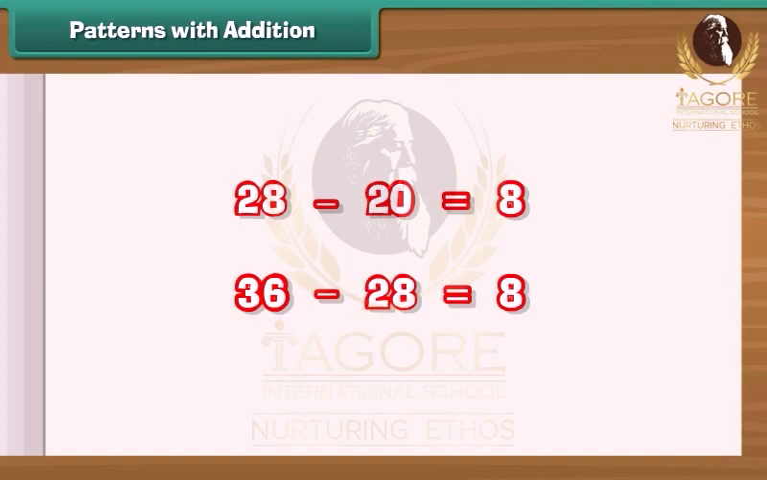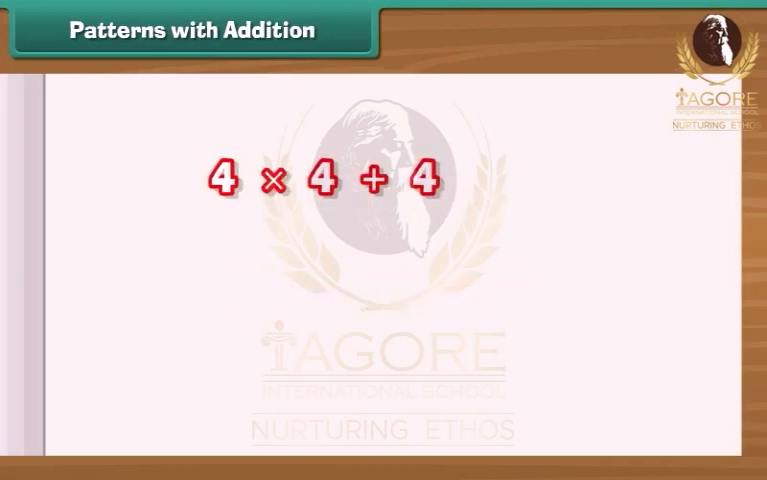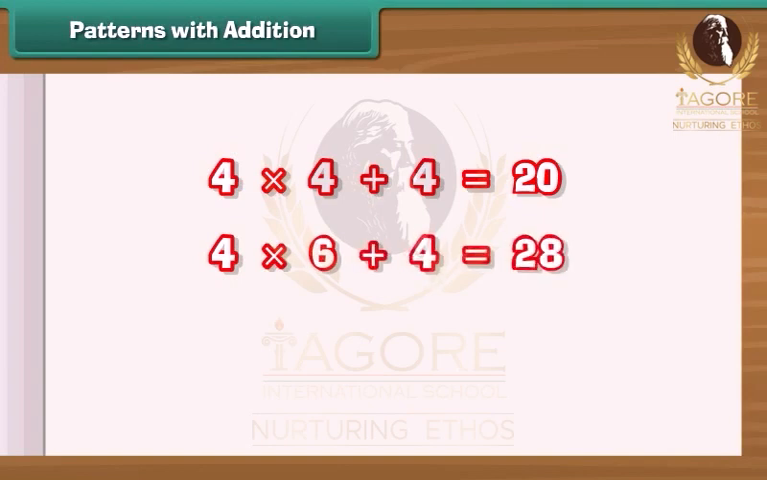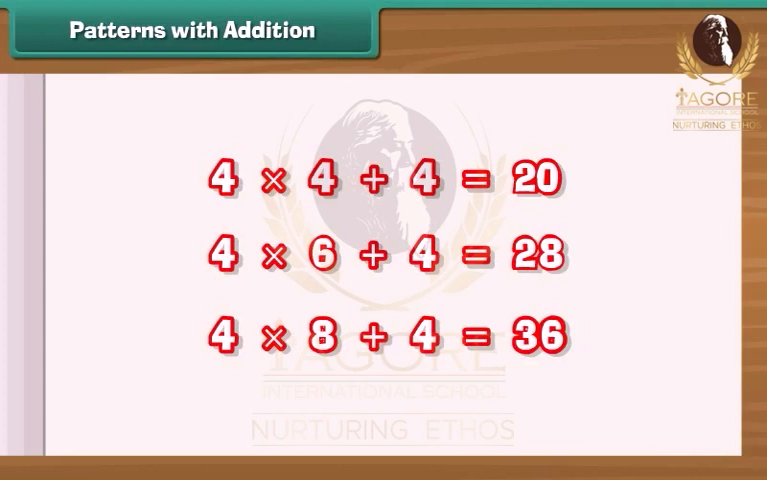There's another interesting fact. Each sum is 4 more than 4 times the second term. 4 into 4 plus 4 is 20. 4 into 6 plus 4 is 28. 4 into 8 plus 4 is 36.